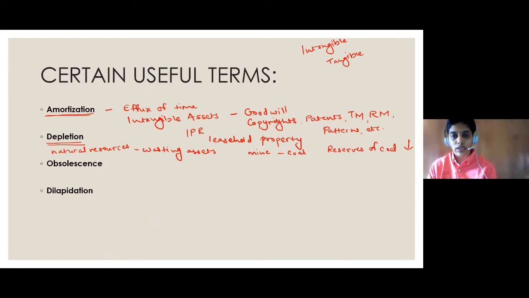So here you can consider mines, not just the coal mine, any kind of mine. Then you can consider oil wells, quarries, sand pits, even oil rigs from where oil is drawn for the purpose of petrochemicals, etc. So all these assets are wasting assets, and depletion is charged on such assets. Then the next term is obsolescence.